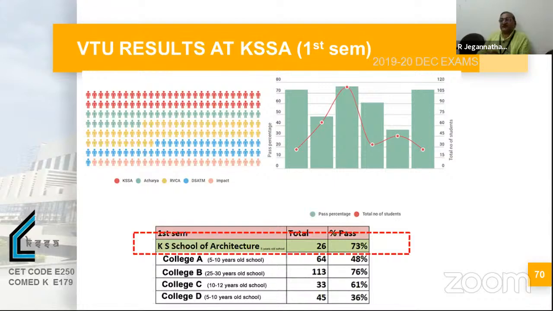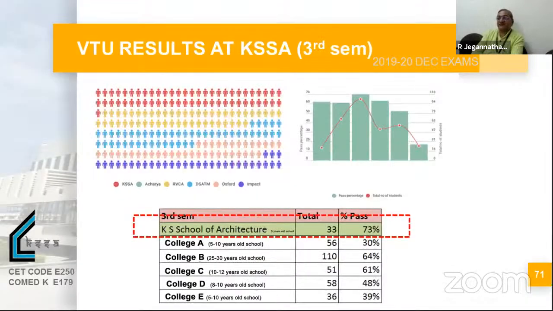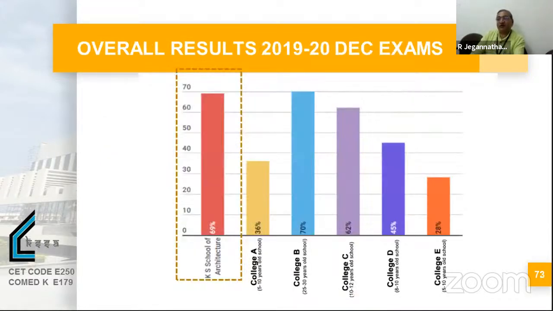So we are continuously trying to evolve and improve the quality of our learning process, so that our students also perform well in their evaluation systems. These are the various parameters we have worked out as we keep comparing for the different semesters. And here we see the overall comparative results.